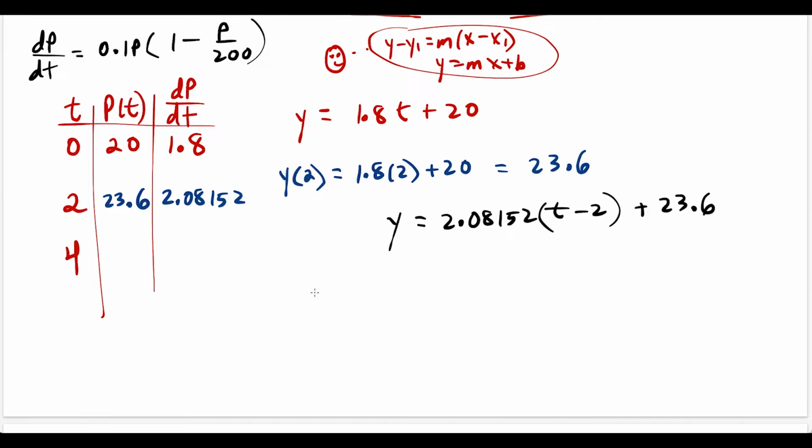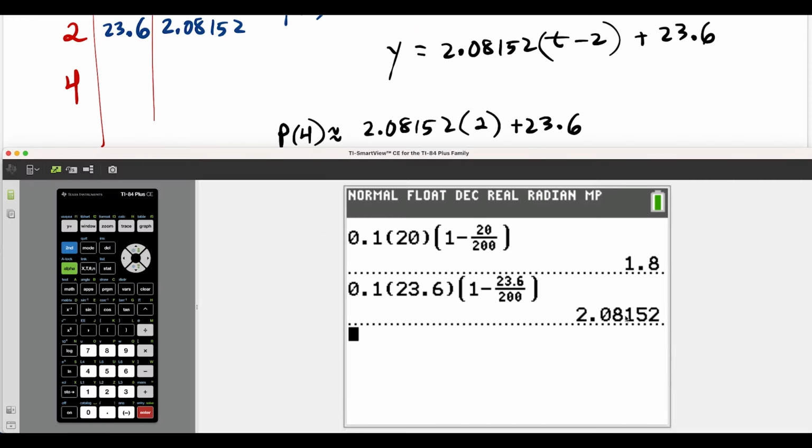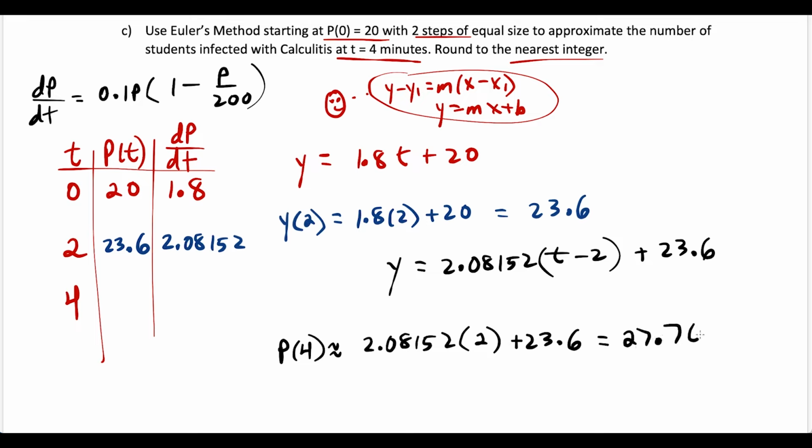If we want to find an approximation here, p of 4 is going to be roughly equal to, now we're just plugging 4 into this equation. So we're going to have 2.08152 times 4 minus 2, which is 2, plus 23.6, and the rest is calculator work. So let's just type this in. We have the slope already here. We're just going to multiply it by 2, and then we're going to add 23.6. We're going to round to the nearest whole number when we write out our final solution, but we have 27.763. So now let's just make sure that we round to the nearest integer here. We're going to say that 28 students are infected with calculitis at t equals 4 minutes.